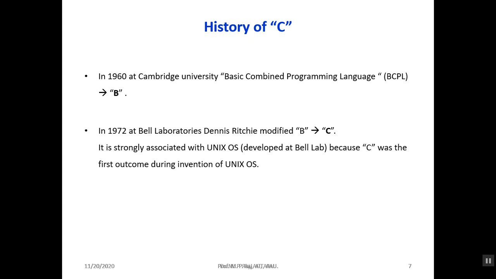And some versions of C are there, like Objective C, which has almost similar syntax to C, used for your embedded programming or for automation or for programming microcontrollers.